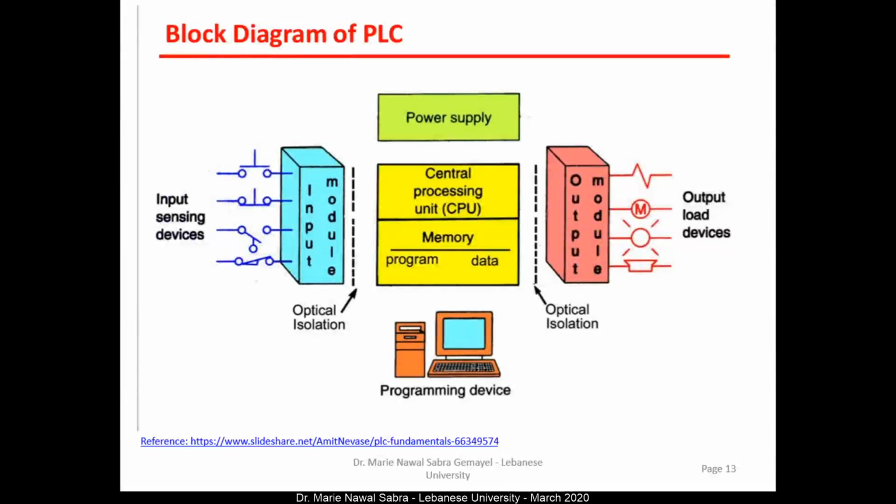In a PLC we have a central processing unit, a memory which is divided into a program memory and a data memory. You have input modules, output modules, power supply, and the programming device. We're going to discuss each of these parts alone.